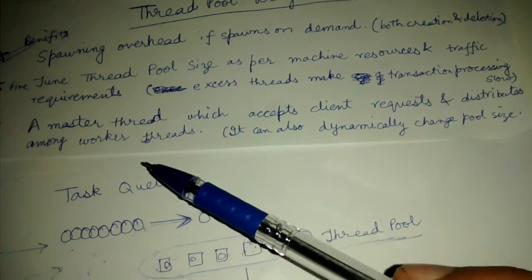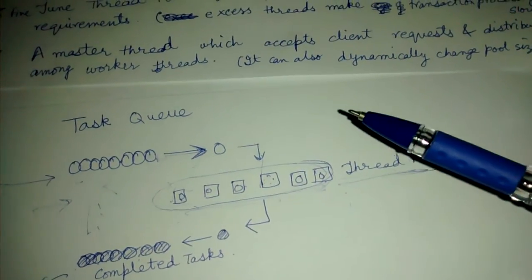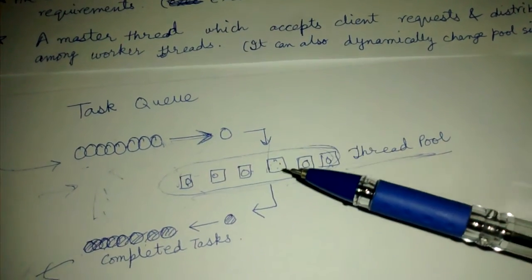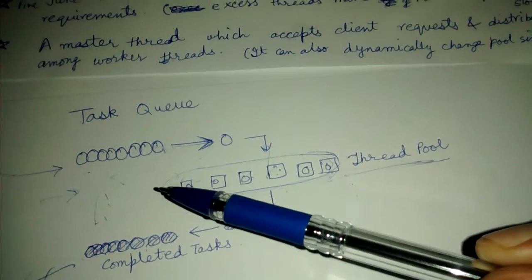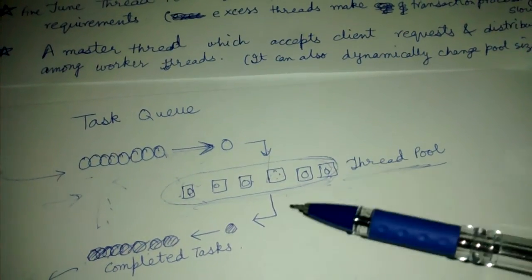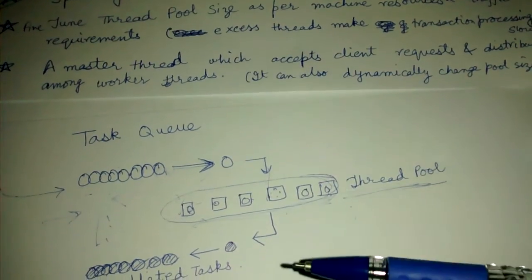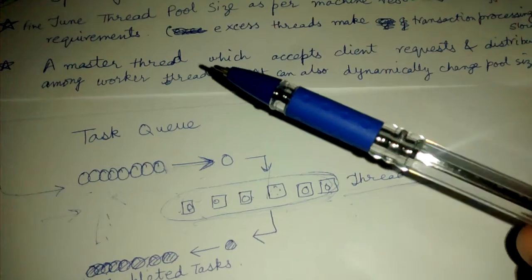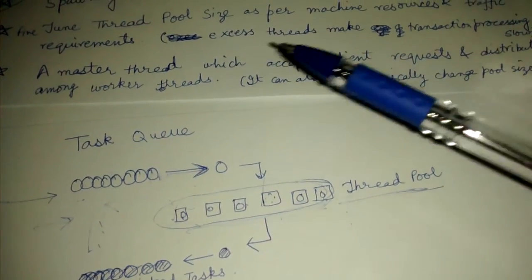Another thing is traffic requirements. So let's say we have a requirement of only 50 clients, so we will create only 50 threads in the thread pool. And we will not create more than that. So we can adjust, increase and decrease according to the traffic requirements.